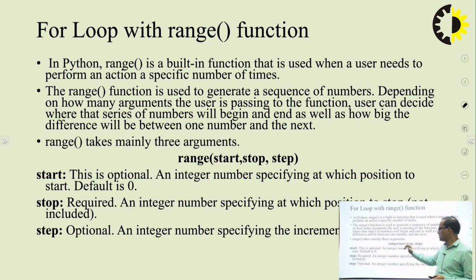First parameter is start, second parameter is stop, and third parameter is step. The start parameter is optional. It is an integer number which specifies at which position we have to start, it means from where we have to start to execute the for loop. So that value is passed here.